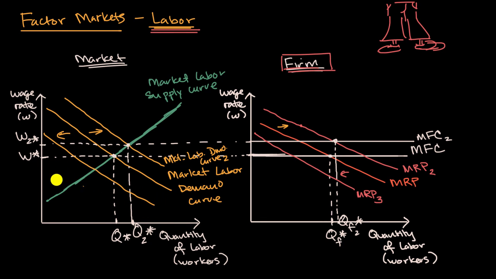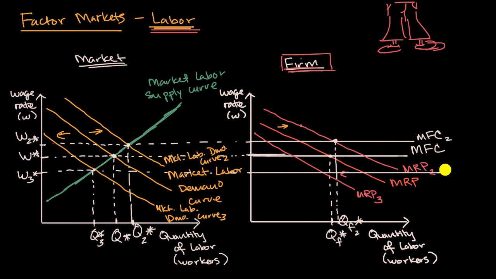You would see a lower equilibrium wage. Let me just label this. Market labor demand curve 3. You would have a lower equilibrium wage now. And you would have a lower equilibrium quantity of labor in that market, sub 3. And then you would have a lower marginal factor cost, assuming a perfectly competitive labor market. And so this might be the equilibrium quantity right over there, Q for the firm, sub 3 with a star.